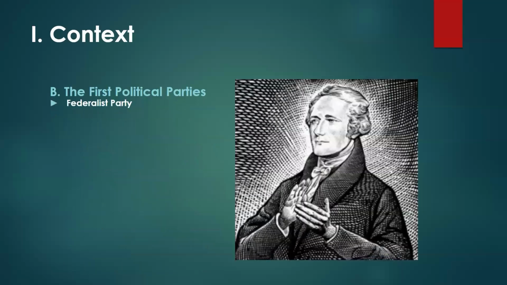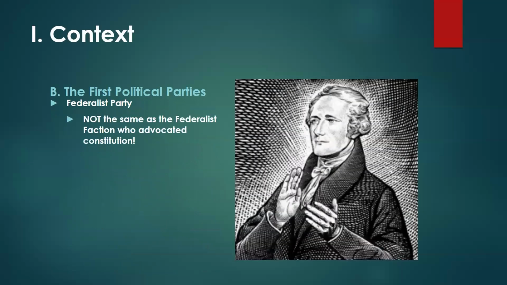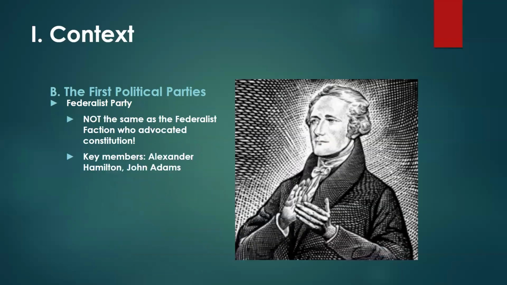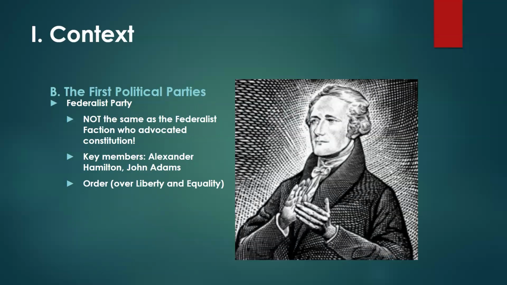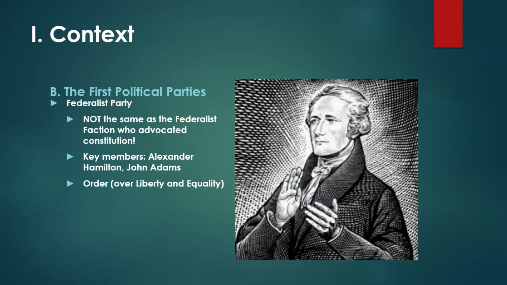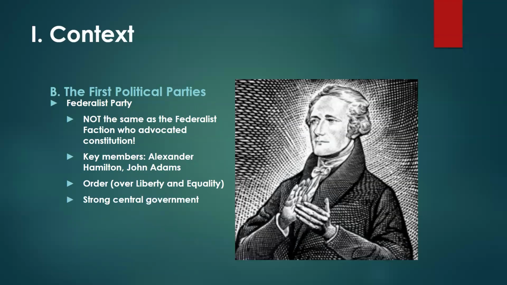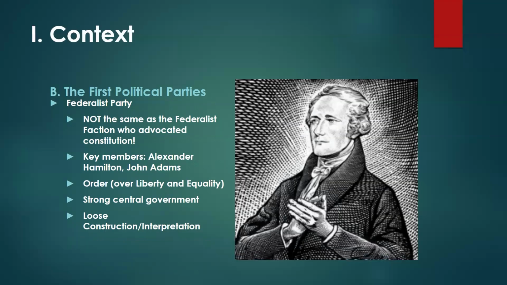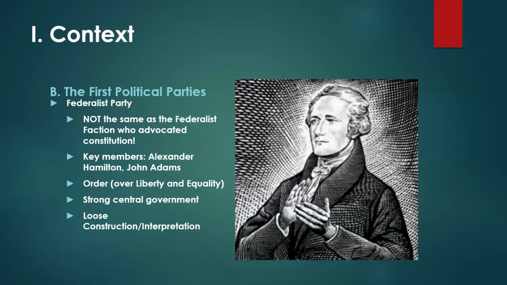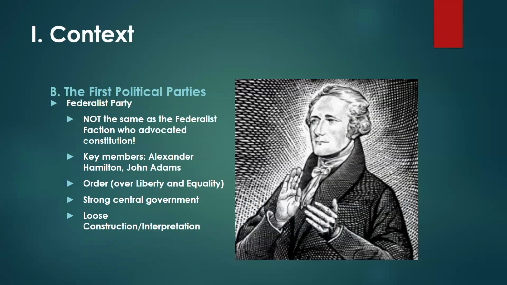Now, on the other end of things, we have the Federalist Party under Alexander Hamilton and John Adams. Keep in mind, once again, don't mix this up with the Federalist faction who supported the Constitution, and you might get a little confused. Their political emphasis in terms of political values was on order over liberty and equality, right? They promoted order. They also advocated a strong central government, and they advocated loose construction or loose interpretation of the U.S. Constitution. They believed in what were referred to as implied powers, okay? They thought that you could kind of read between the lines on certain things.